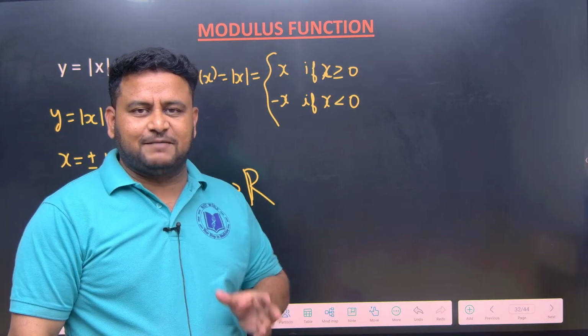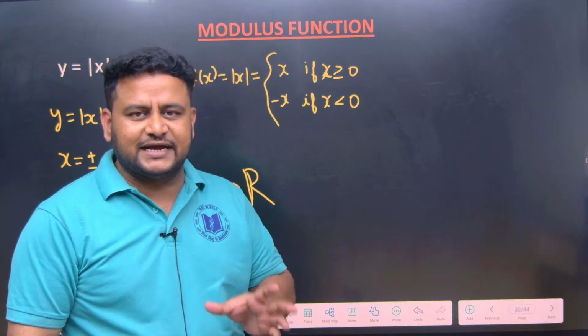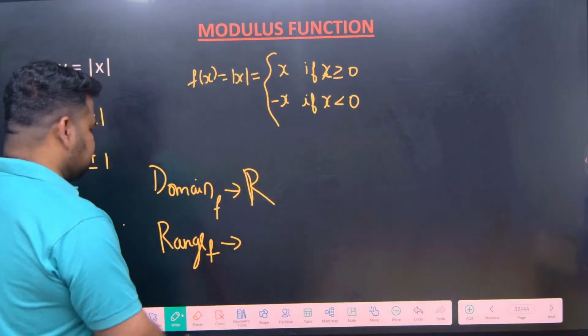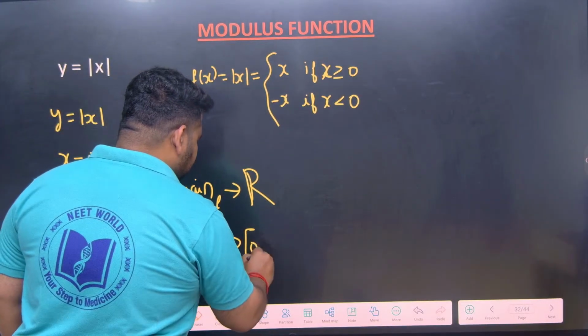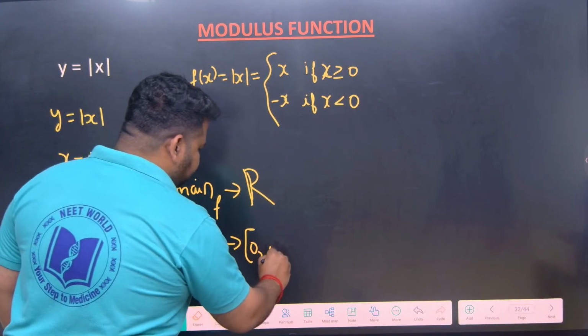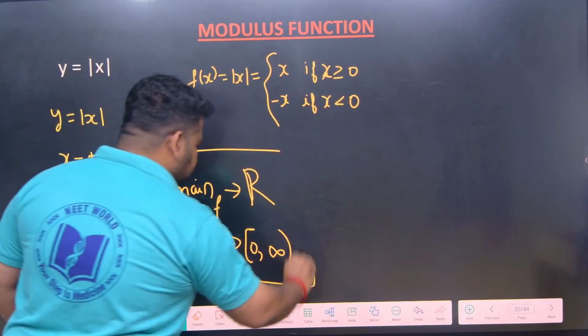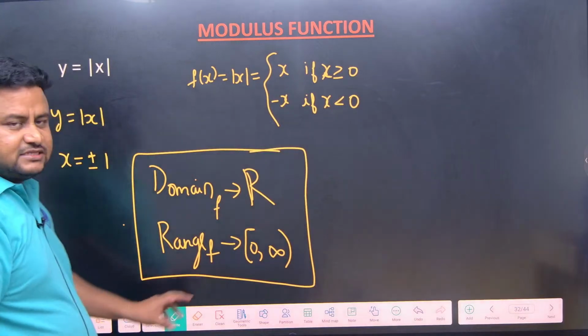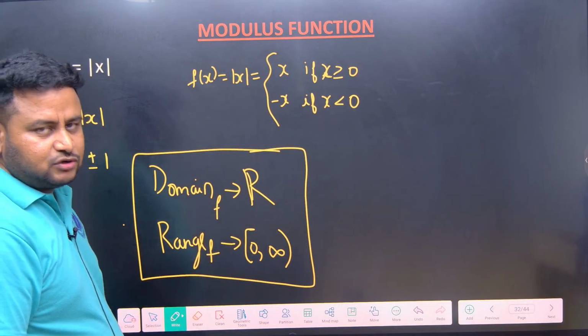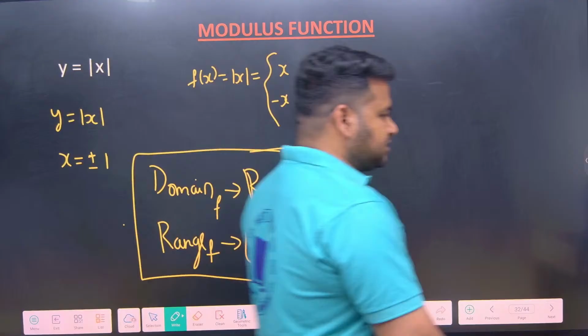So you will always get a positive value, or you can say non-negative value. Non-negative value means what? The range will be the closed interval 0 to the open interval infinity. So this will be the range, friends. Definitely you have to remember this. Domain is the set of all real numbers. Range is 0 to infinity, closed interval 0, open interval infinity. This is the thing you have to make a note of.